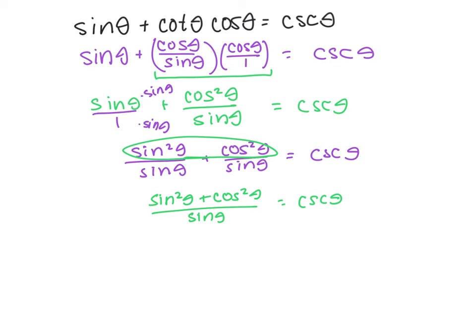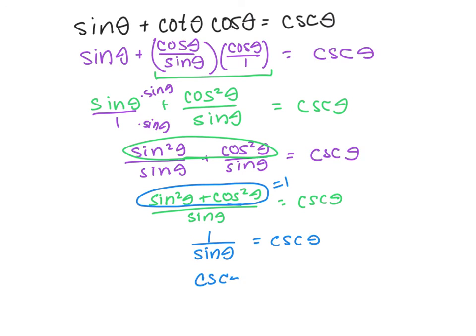Now we need to think back to identities. Something should look familiar in here, especially as you get used to these. Just earlier today, we came up with those Pythagorean identities. Remember, the basic Pythagorean identity says that sine squared plus cosine squared always equals 1. So we know sine squared plus cosine squared on top just equals 1. That means now we have 1 over sine of theta equals cosecant of theta. And now you should notice this is just a reciprocal identity. We know 1 over sine equals cosecant. So cosecant of theta equals cosecant of theta.